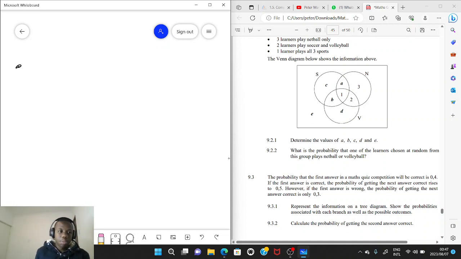Now let's look at 9.2.2. So what happens at 9.2.2? It reads as follows. What is the probability that one learner chosen at random from this group plays netball or volleyball? So here I'm looking for the probability of a learner who plays netball or volleyball, right? And then, like I said before, whenever you see or, we consider what's inside both circles. So we are looking for P or V.